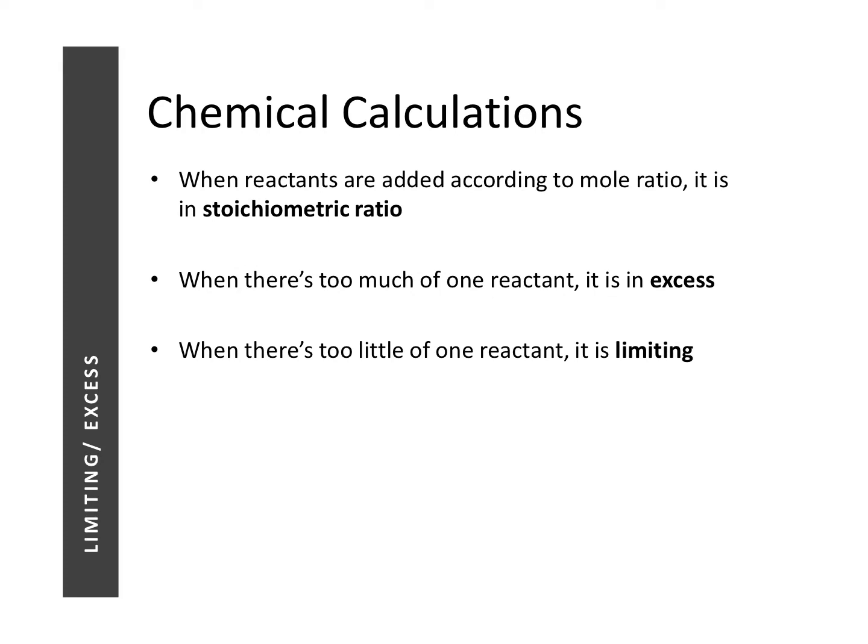So we have encountered 3 new terms. As mentioned, in scenario A, when the reactants are added according to the reacting ratio or the mole ratio, it is in stoichiometric ratio. When there's too much of one reactant, we say that it is in excess. When there's too little of one reactant, we say that it is limiting. Before we go on, you need to understand the 3 new terms: what is meant by stoichiometric ratio, what is meant by in excess, and what is meant by limiting.